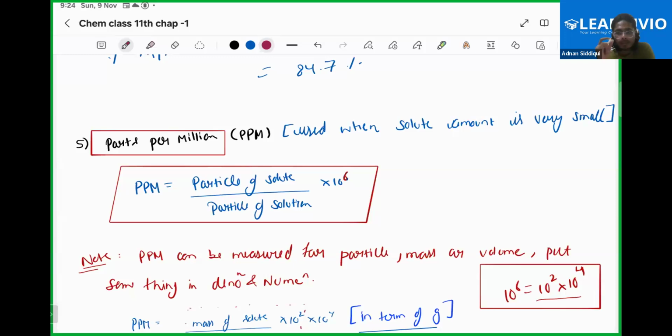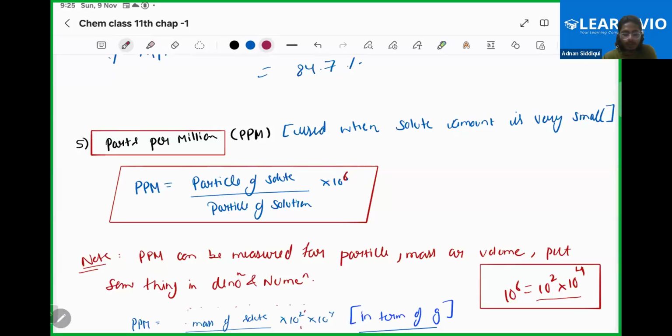So even a very small amount of chloroform can harm you, right? Whenever your solute is in a very small amount, you generally use a concentration term. We call it ppm, parts per million. What is parts per million? Can you tell me what a million is? 1 million is basically 10 to the power 6.